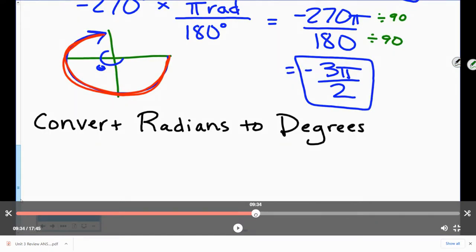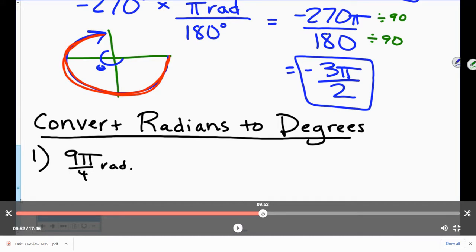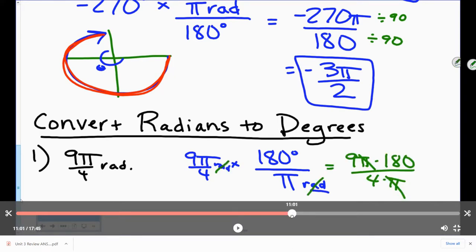All right, we can also convert radians to degrees. So if I give you 9 pi over 4 radians, I'd have 9 pi over 4. Now I'm doing 180 degrees on top, and that would be over pi radians. I'm canceling out the radians to get degrees. So the units of radians would cancel out, and then I'm taking 9 pi times 180 over 4 times pi. The pi's on top and bottom would also cancel out, so really I'm just taking 9 times 180, dividing it by 4 to get 405 degrees.